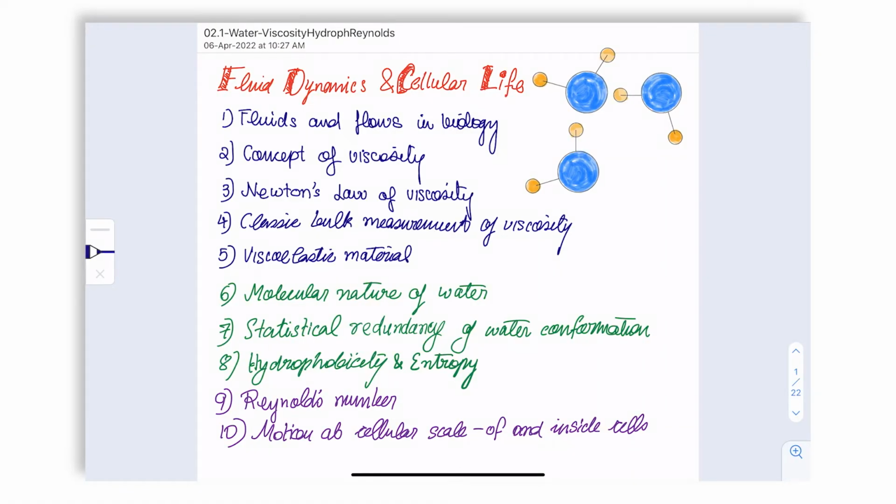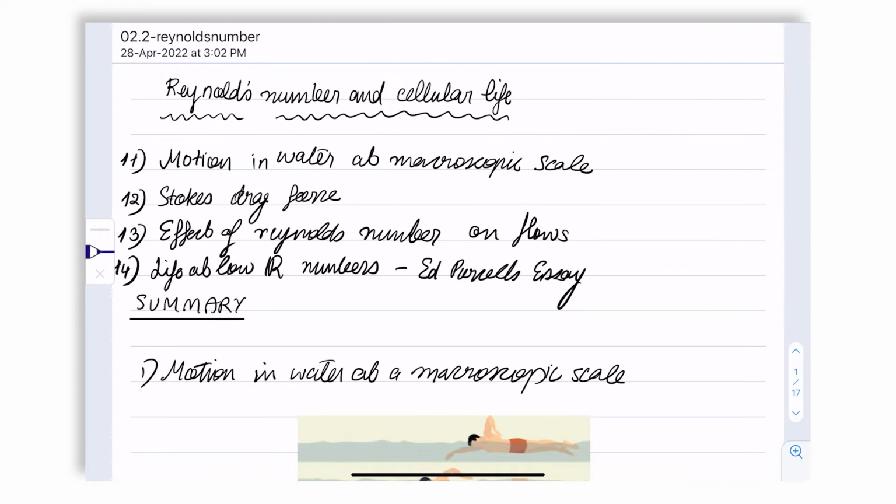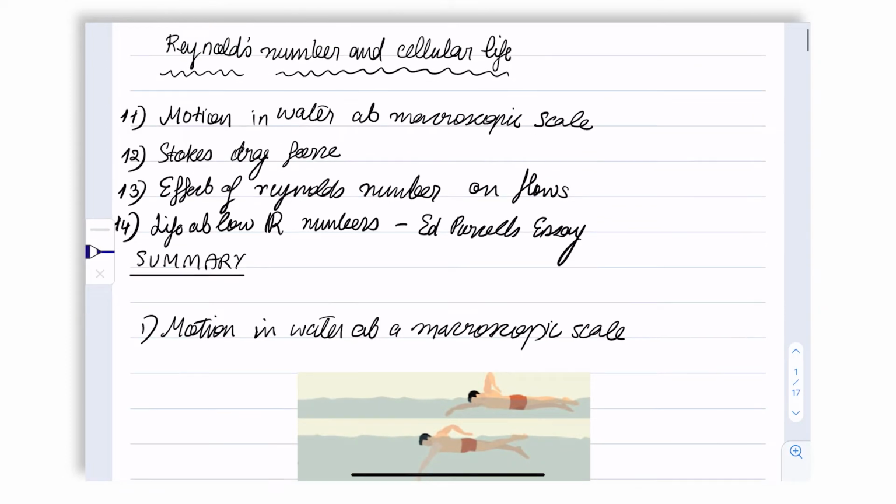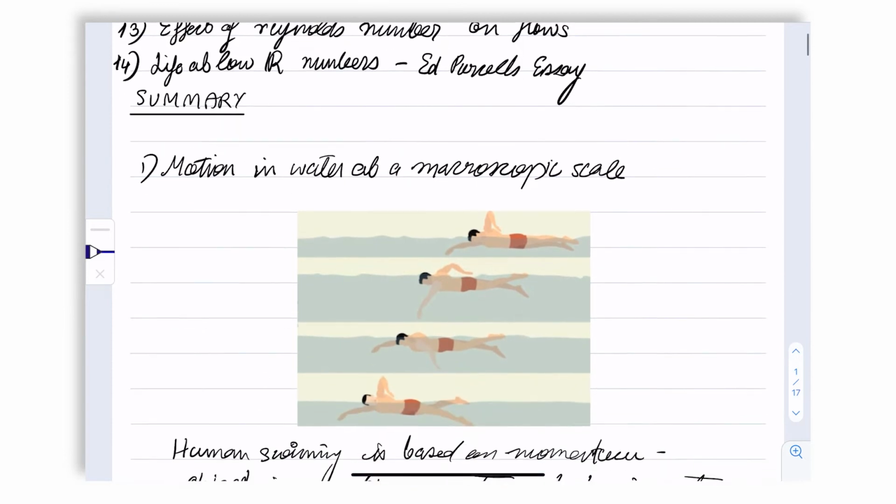Previously, we had gone over a series of topics with regard to fluids, fluid flows, concepts of viscosity, Newton's law, viscoelasticity, molecular nature of water, hydrophobic effect, and today we're going to talk about Reynolds number. So, what happens when there is motion in water at a microscopic scale? What is the Stokes drag force? What is the effect of Reynolds number on flows? And how about life at low Reynolds numbers?